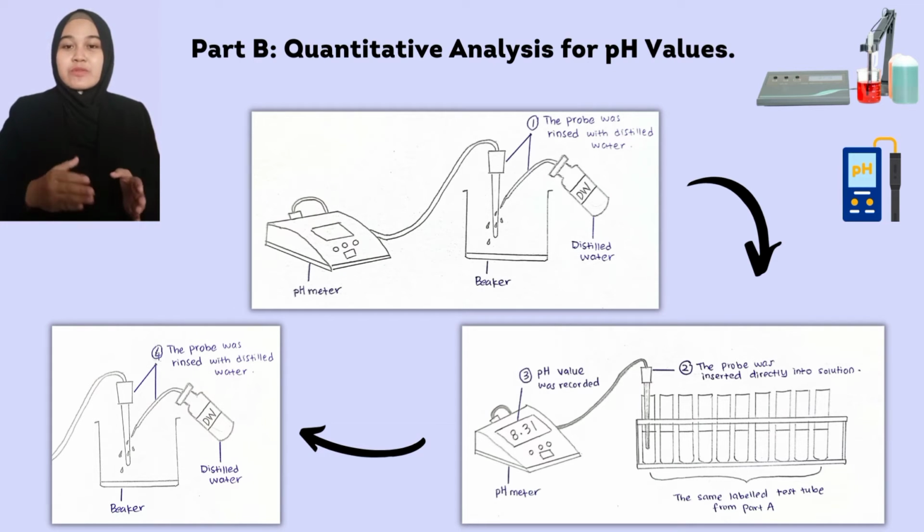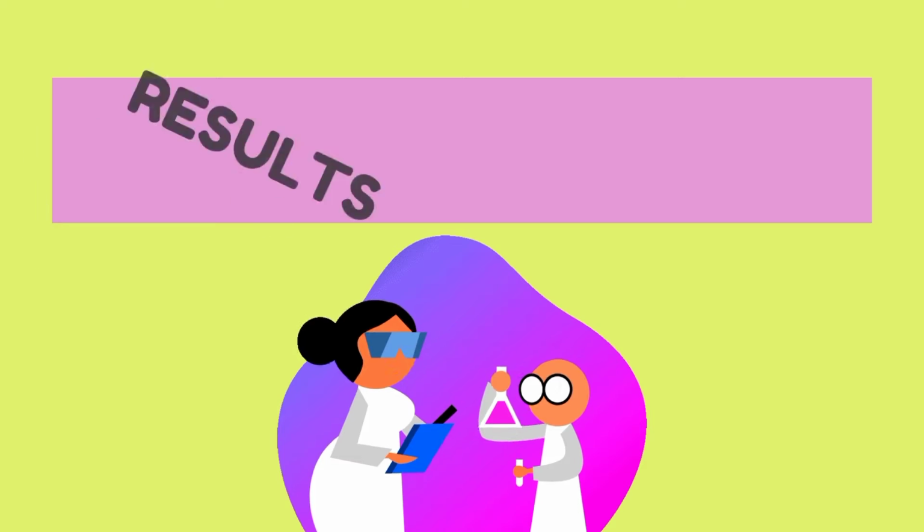Then, the pH value shown on the meter screen was recorded. Next, the probe was rinsed thoroughly with distilled water after each pH measurement. Lastly, the probe was rinsed with distilled water when all pH measurements were taken.